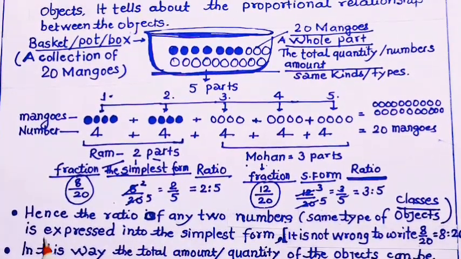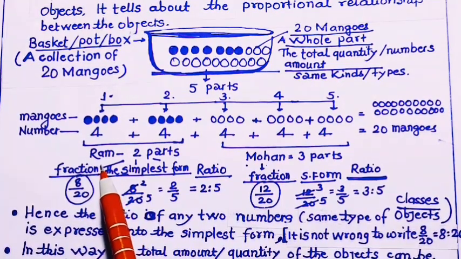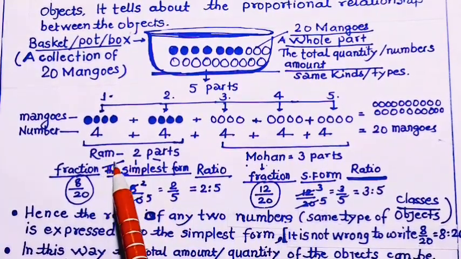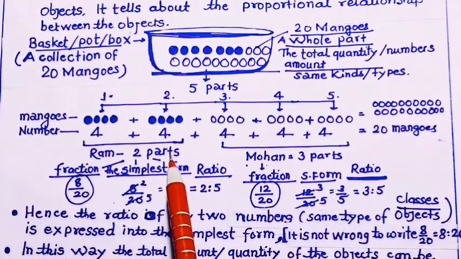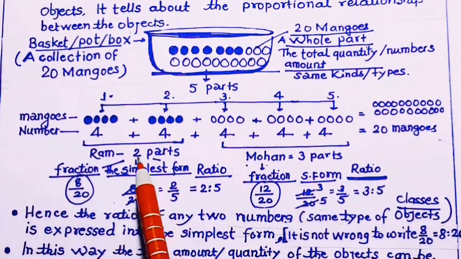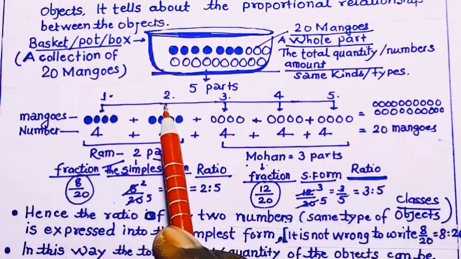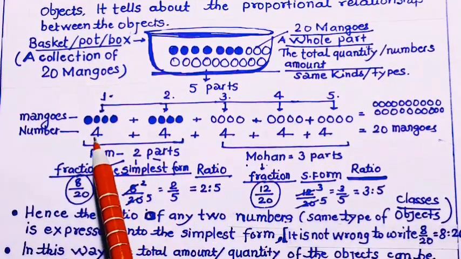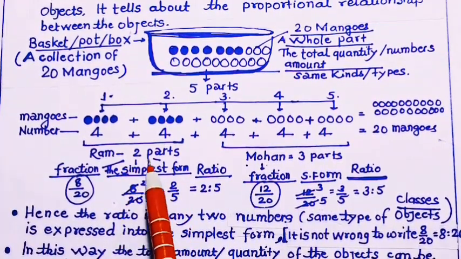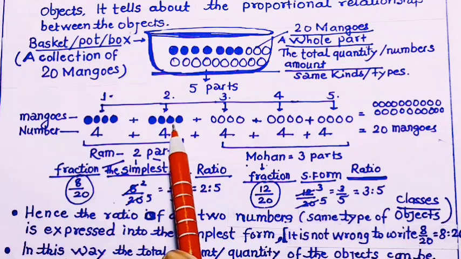Now it has been said that Ram has taken 2 parts. If Ram takes 2 parts from this, so 2 parts means 1 part and 2 parts. It means Ram will have 4 plus 4 equal to 8 mangoes. 2 parts means 8 mangoes.